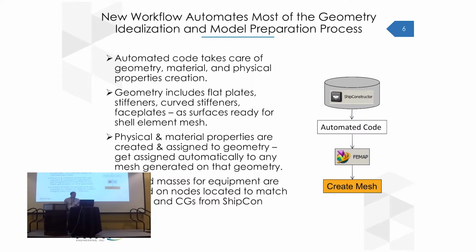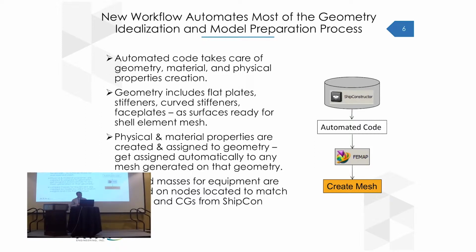So basically, the new workflow that we proposed for this project is basically all the things that in the last slide were manual things. Creating the geometry, idealizing the geometry, creating the physical properties, creating the material properties. We've essentially created an automated code that does all this for you. So it takes all of the 3D geometry in ShipConstructor and creates an idealized 2D version of it, basically that's ready to mesh.